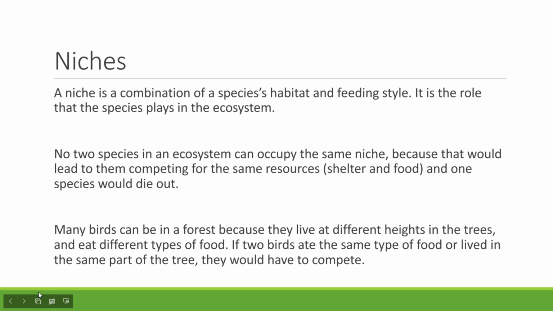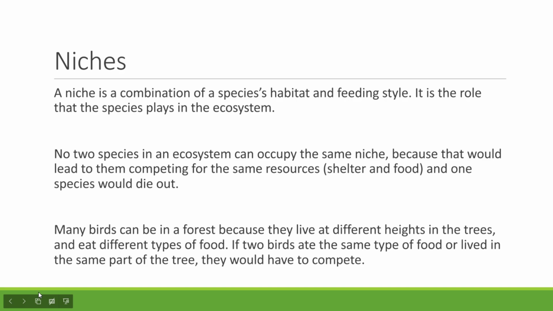In terms of competition, we also want to talk about a niche. And it's a fairly common enough word in the English language, but when we talk about a niche here, we talk about habitat and feeding style. What role does an organism play in the ecosystem as a whole?